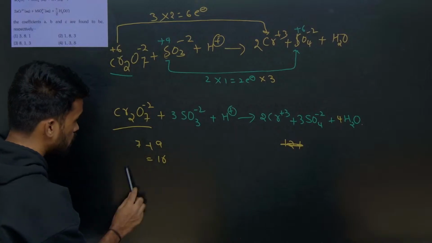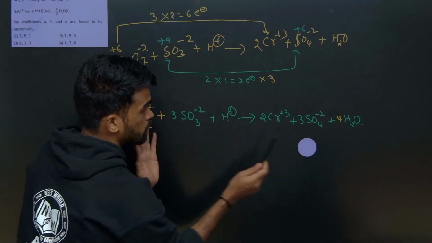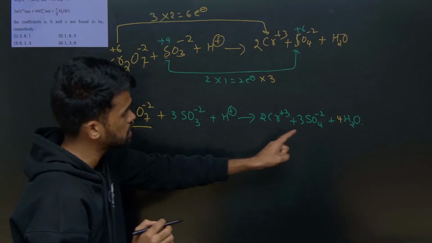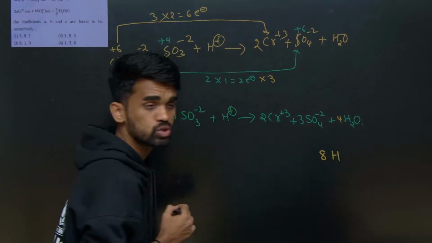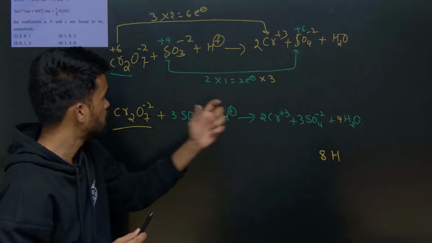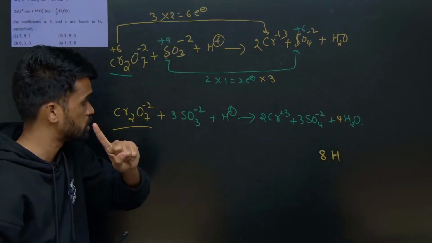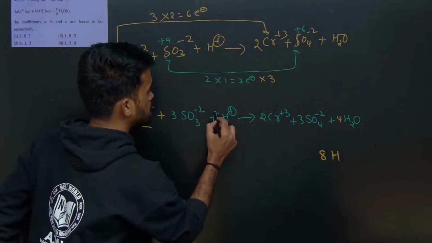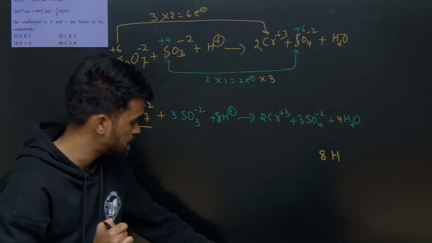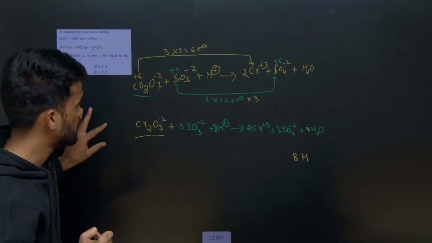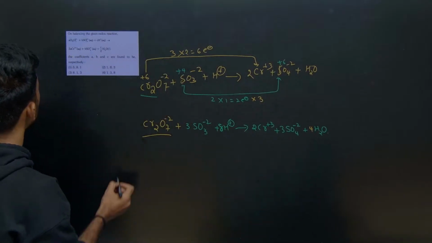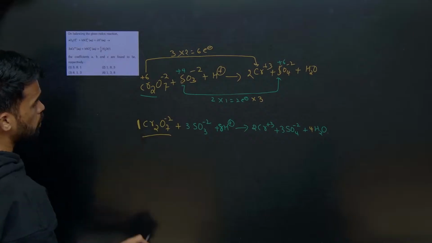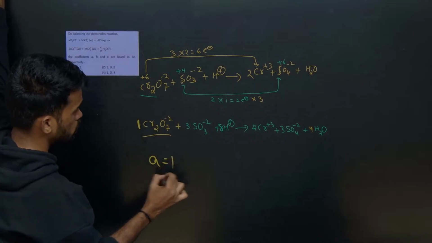Now the oxygen atoms are balanced, what about hydrogen atoms? Here with 4 water molecules, there are 8 hydrogen atoms on the product side, but here we have only mentioned 1 hydrogen atom. So in order to make it 8, just add 8 H+ since it is an acidic medium. This is the step you should follow. So now what are the numbers we got? Here the coefficient A is 1.